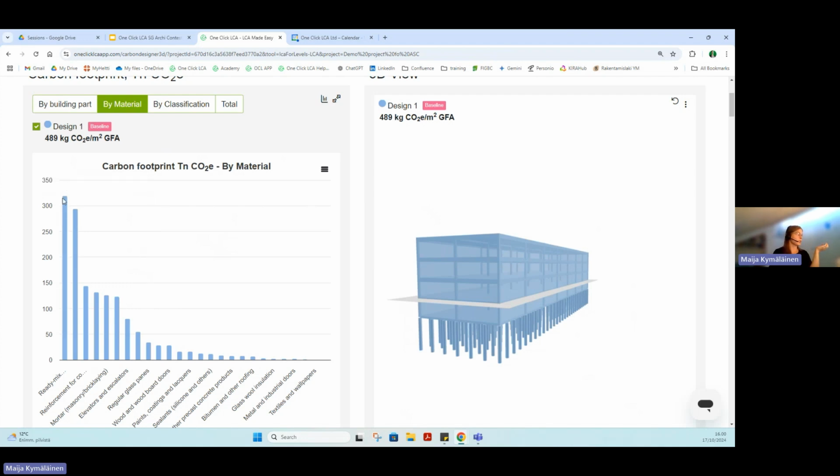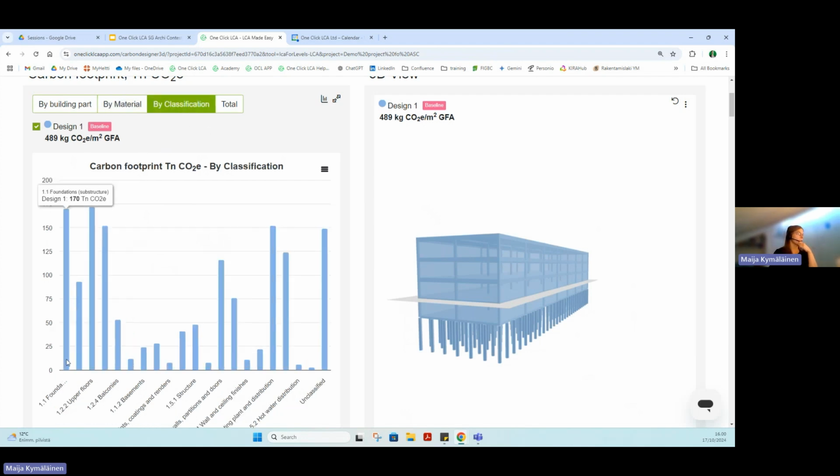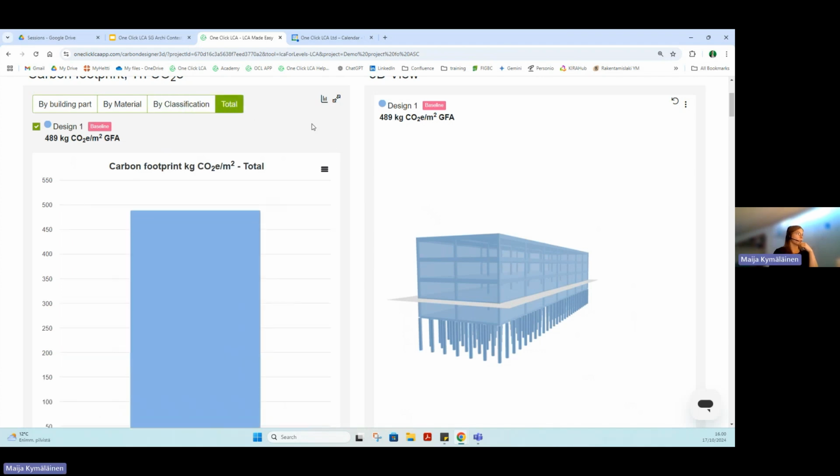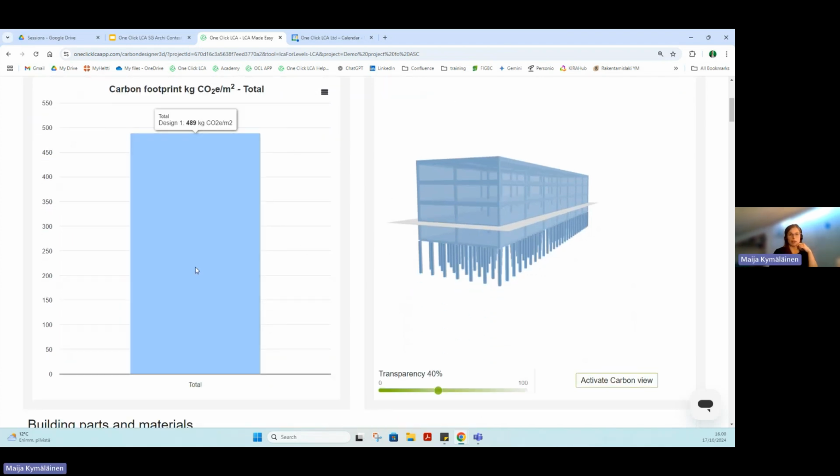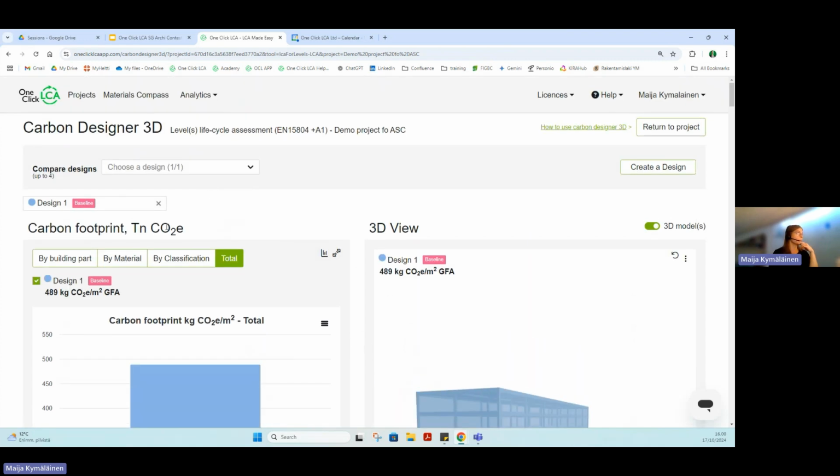And this is specific for external walls and floors. So this is like vertical and horizontal structures. What could I do? And then you can choose by classification. So where they are, we can see foundations, upper floors are very carbon intensive. And then we can also see total, but this doesn't really tell you anything until you have more designs here to compare to.